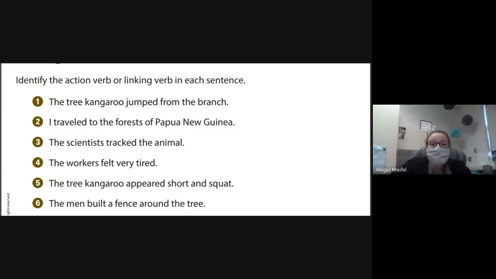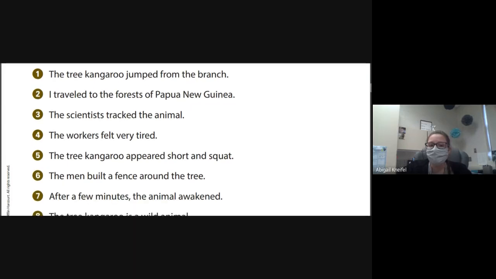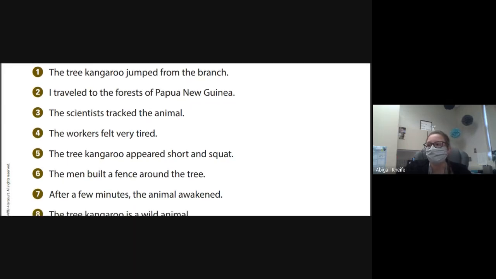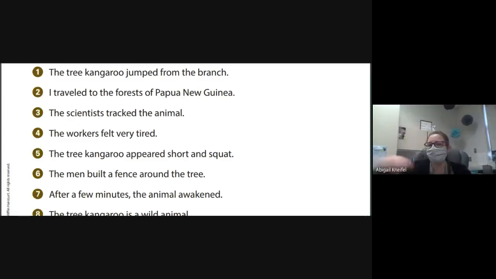So that's an action word. The kangaroo jumped. Number two, I traveled to the forests of Papua New Guinea. Miss Olive, unmute yourself. Is there an action verb or a linking verb in there? And then tell me what it is. I traveled to the forests. Action verb? And what is it?